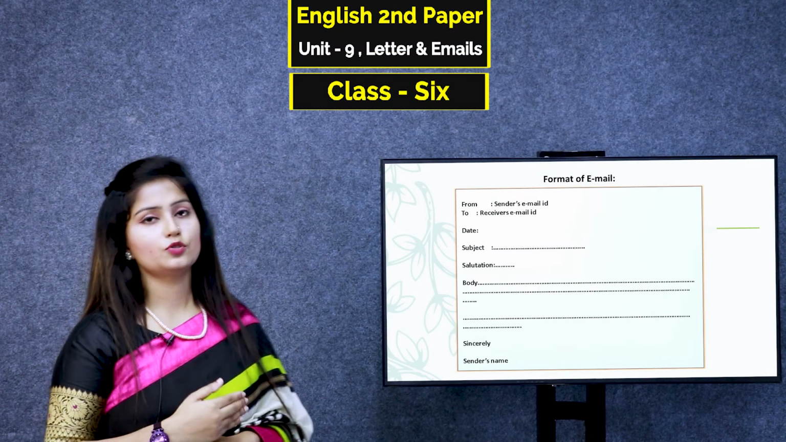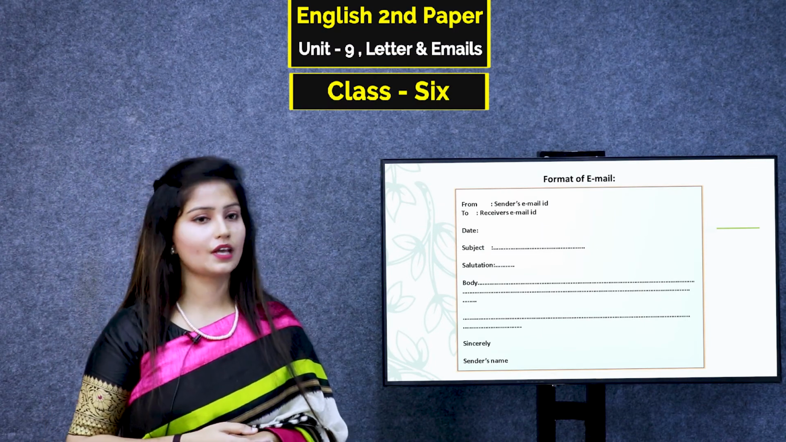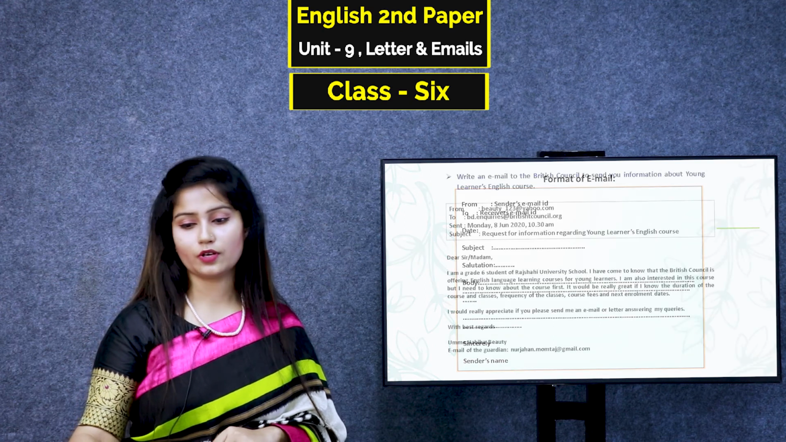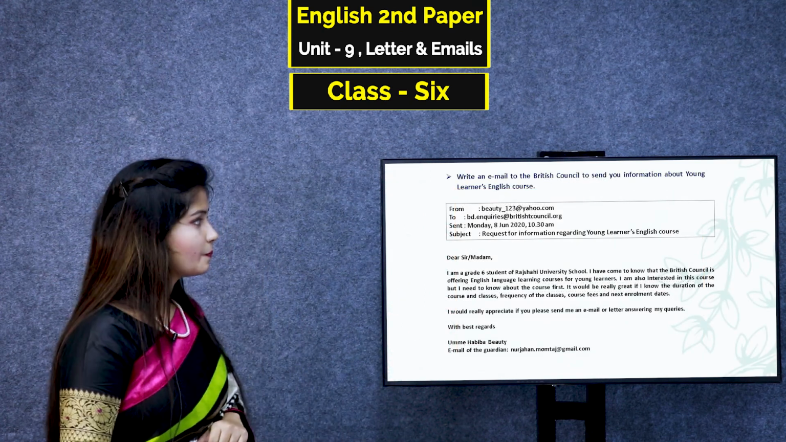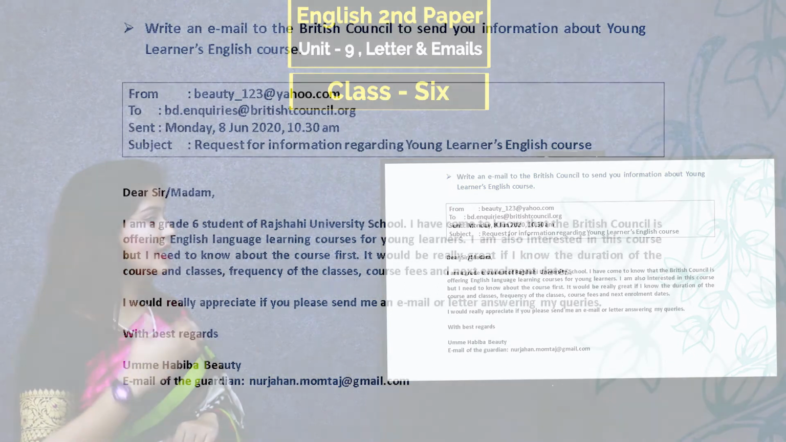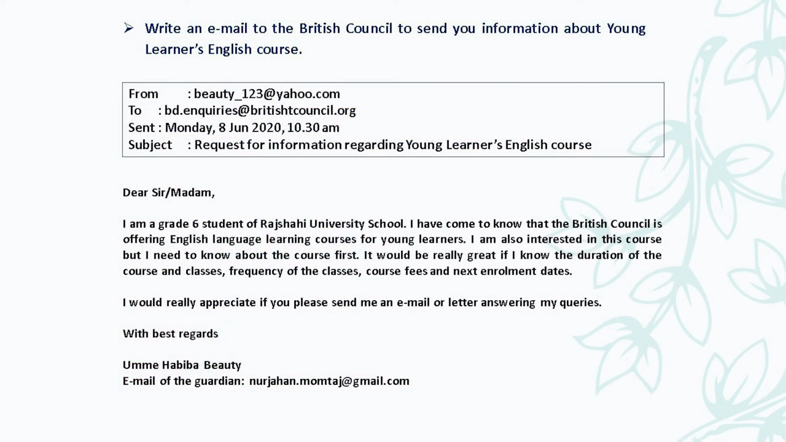Now comes the examples of the email. This email is from your book, page number 54. Write an email to the British Council to send you information about Young Learners English course. From beauty_123@yahoo.com to bd.inquiries@britishcouncil.org. Sent Monday, 8 June 2020, 10:30 a.m.